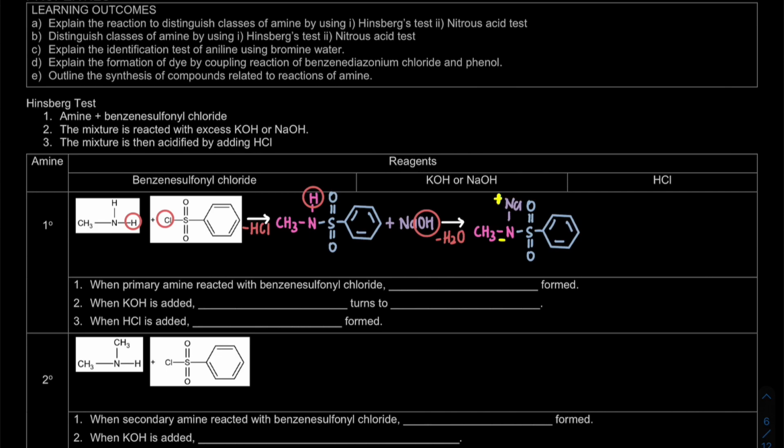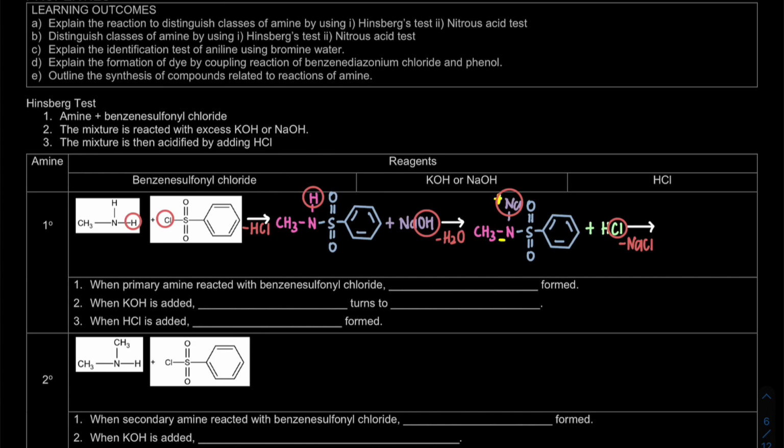Tu baru second step kita, mixture is reacted with excess base. The last step is then acidified by adding HCl. So this one we're gonna react with HCl. Apa yang jadi dekat sini? Cl kita sekarang ni dia nak combine dengan Na. So kat sini kita akan tulis bawah arrow ni minus NaCl.